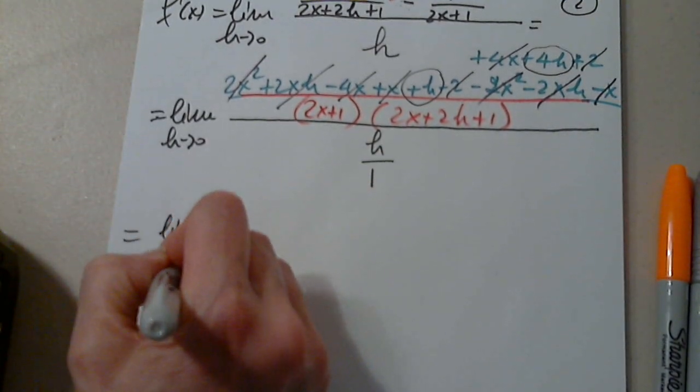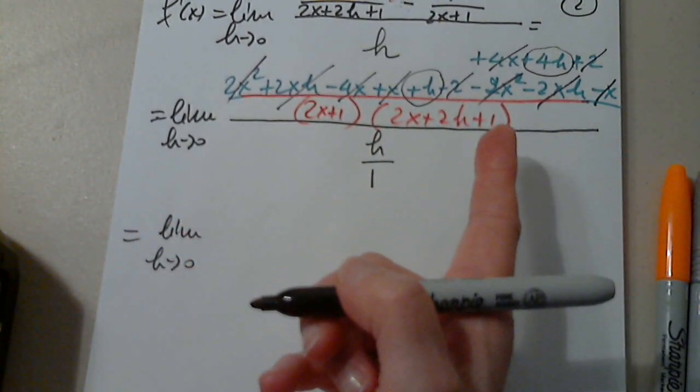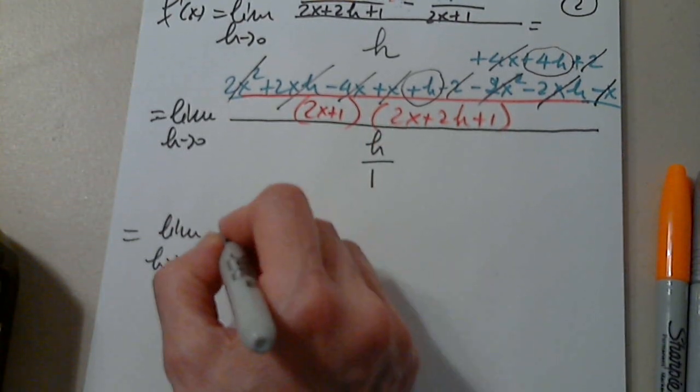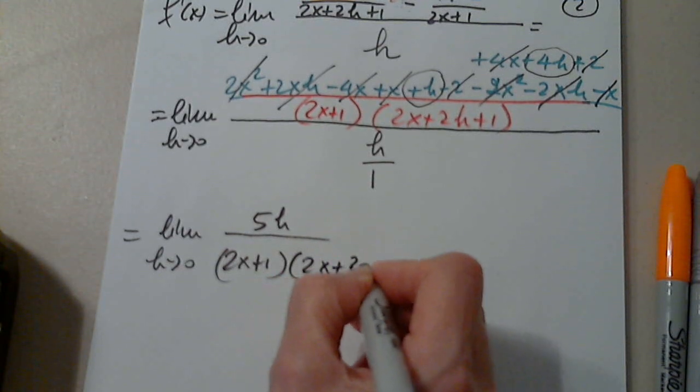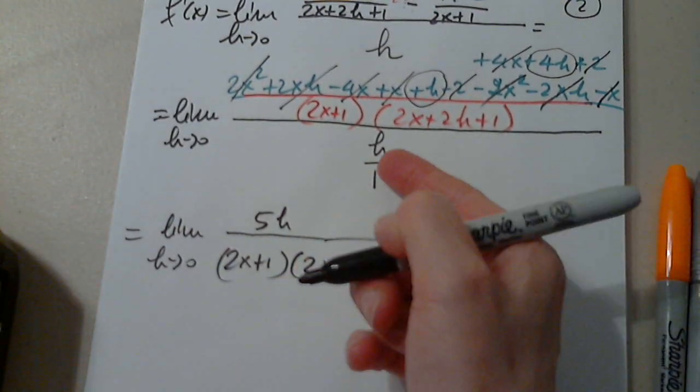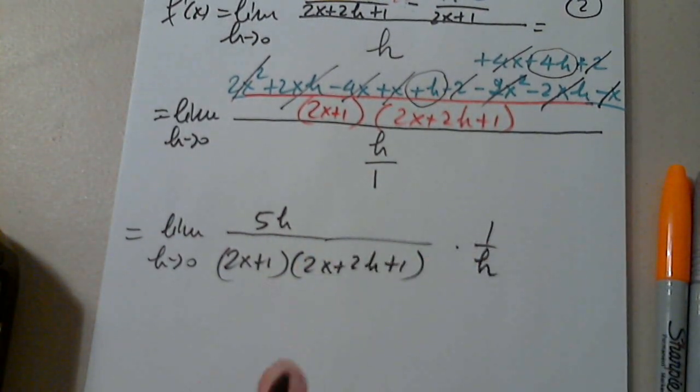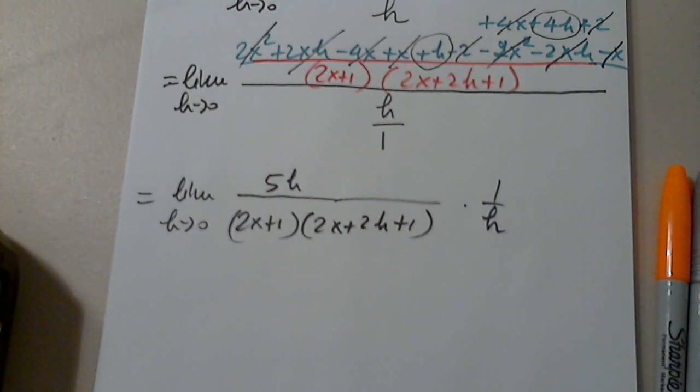So I have the limit as h approaches 0, and 4 plus 1 is 5h over this: 2x plus 1, 2x plus 2h plus 1. Now I can flip 1 over h. What has to happen next?